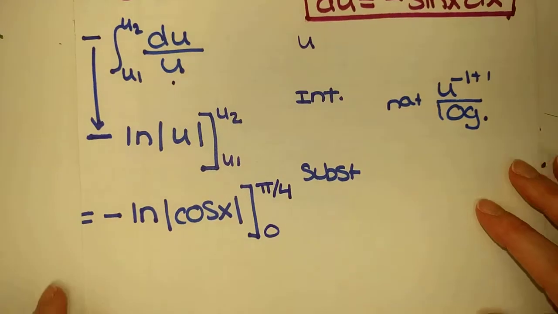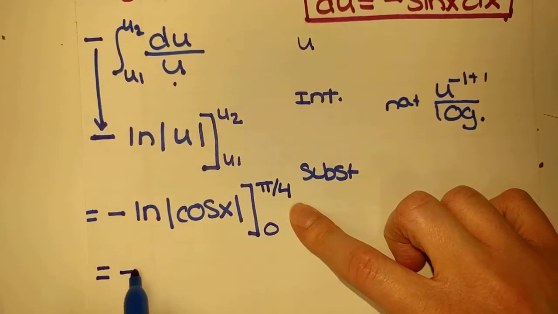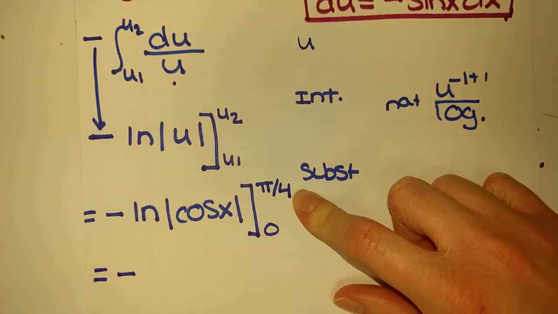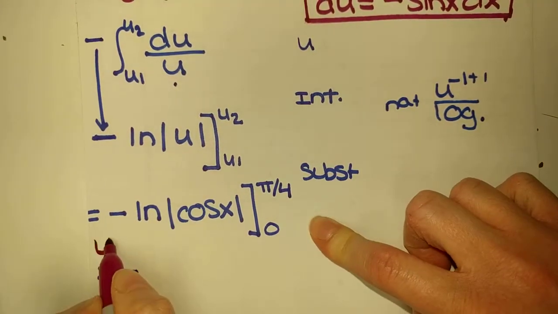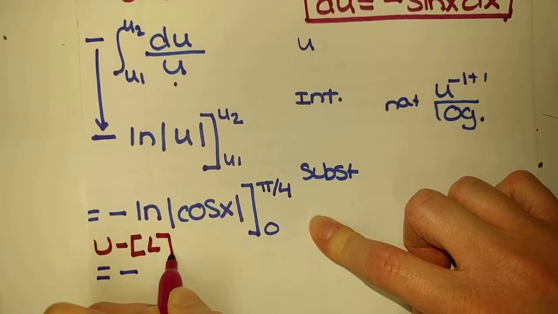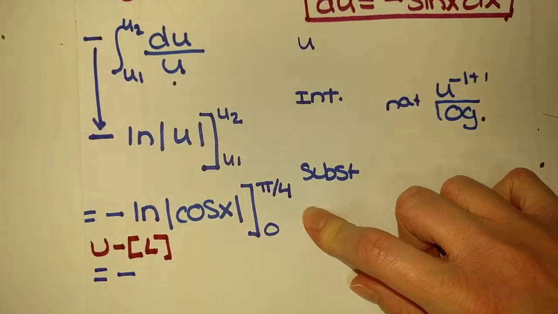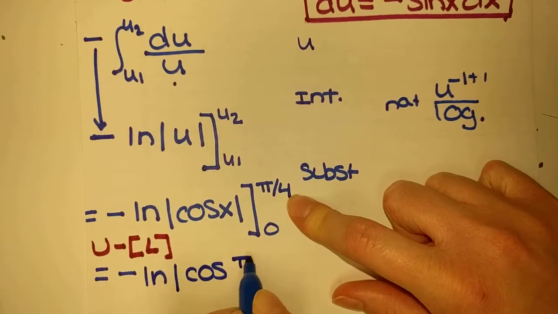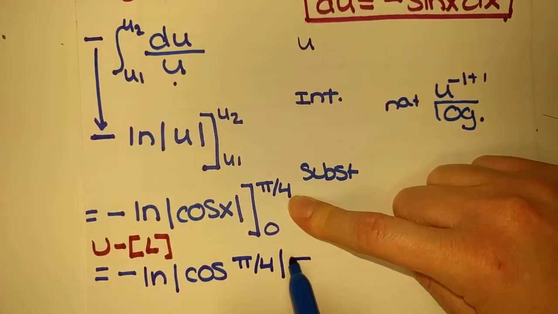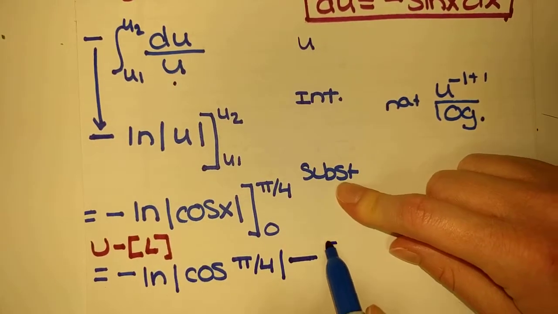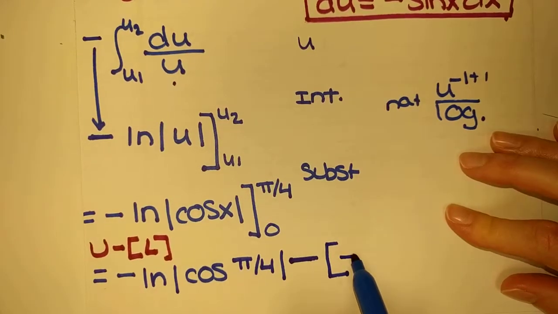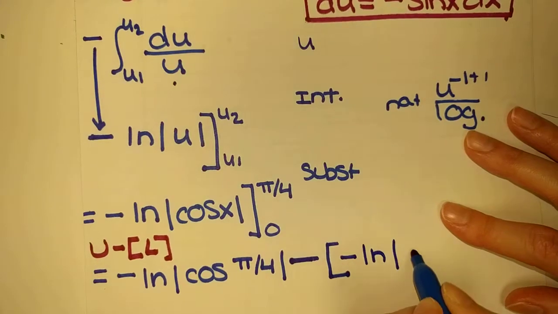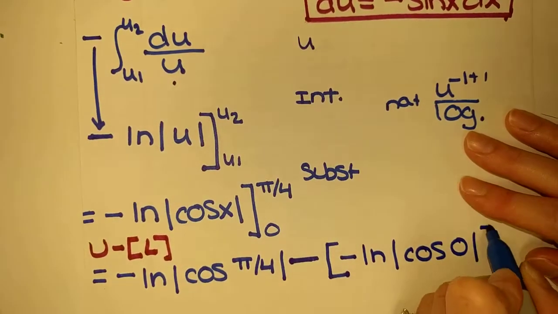Okay. All right, so we're going to start by plugging in pi over 4, the top function. So we'll have, and again, this is our fundamental theorem in action. We'll take the upper bound minus bracket, the lower bound plugged in. So we have minus natural log, absolute value, cosine pi over 4, minus from the fundamental theorem, and then in brackets here, I'm going to put the lower bound plugged in with 0. So minus natural log cosine of 0.